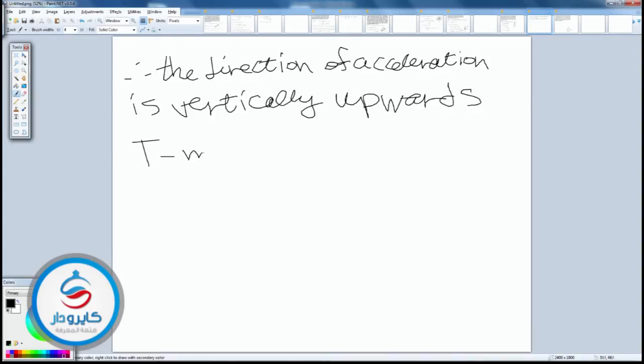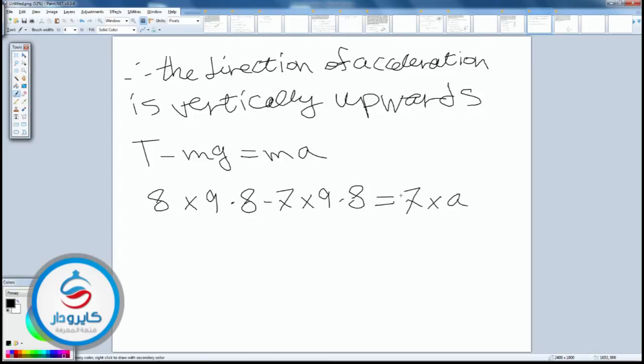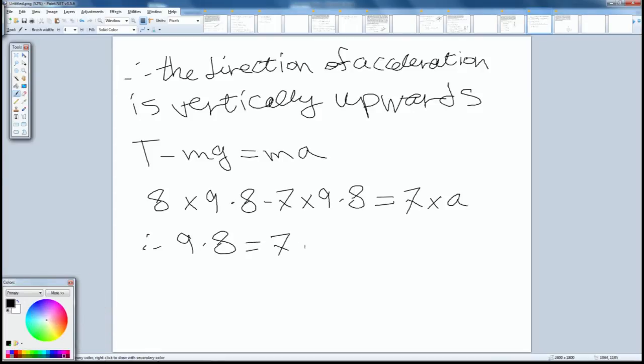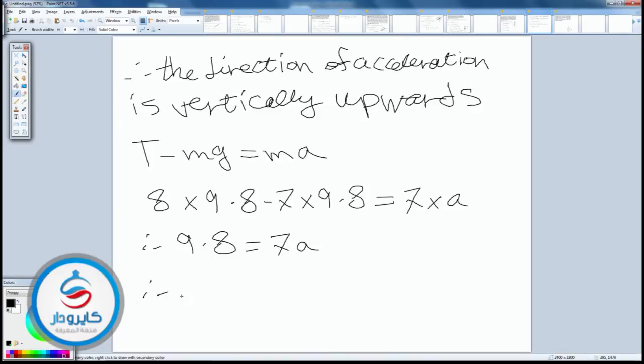T minus mg equals ma. 8 by 9.8 minus 7 by 9.8 equals 7 by a. Therefore 9.8 equals 7a. Therefore a equals 9.8 over 7 equals 1.4 meter per second squared.